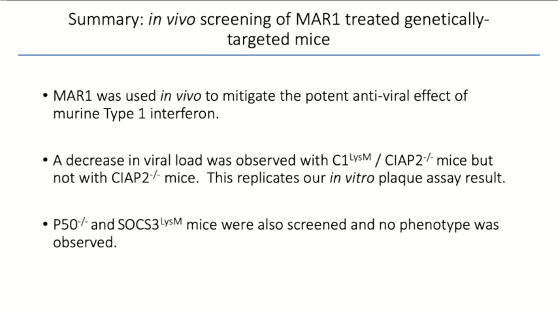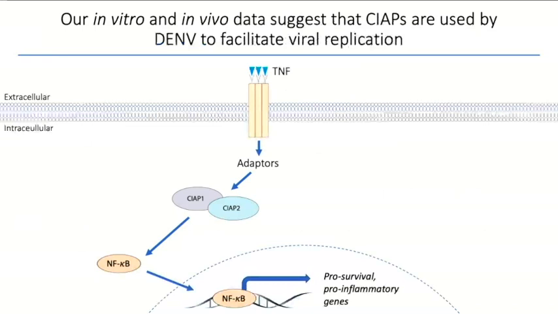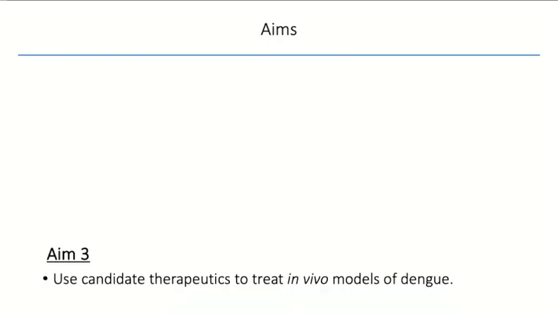I should note that I have planned to investigate cytokine levels in wild-type and cIAP-deficient animals. We're just waiting currently for our kit to arrive, and then we'll be able to run that experiment. So our in vivo data is in line with our in vitro data, and again it suggests that removal of cIAPs, and therefore reduction of NF-kappa B signaling, is able to reduce levels of dengue virus replication, perhaps due to a lower level of transcriptional activity in the host cell. So I'll now proceed to describe how I attempted to use candidate therapeutics to treat in vivo models of dengue.